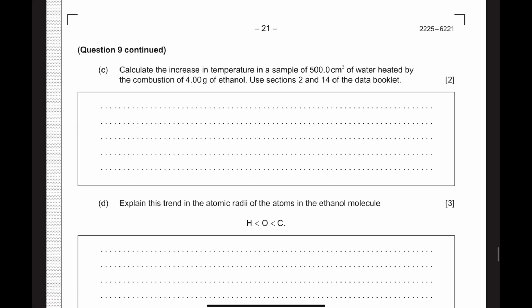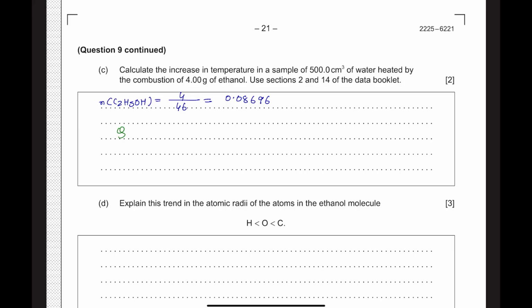Next, we have to calculate the increase in temperature of a sample of 500 centimeter cube of water heated by the combustion of 5 grams of ethanol. Okay. First, we'll find the moles of ethanol. It will be 4 divided by the molar mass of ethanol. Ethanol is C2H5OH, right? So 30 and 16, 46. So 0.08696. Yeah, that is the moles of ethanol.